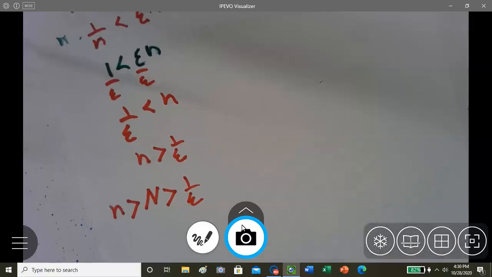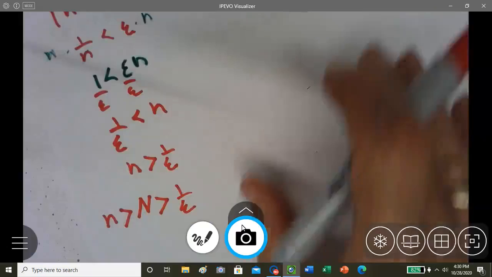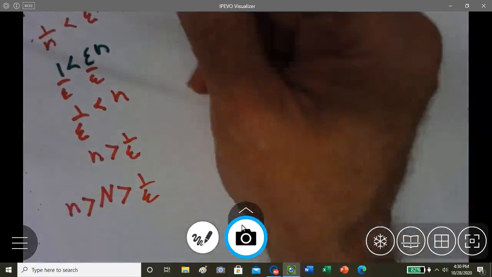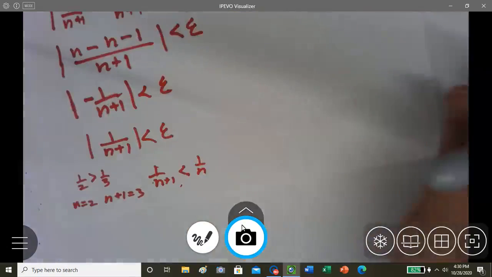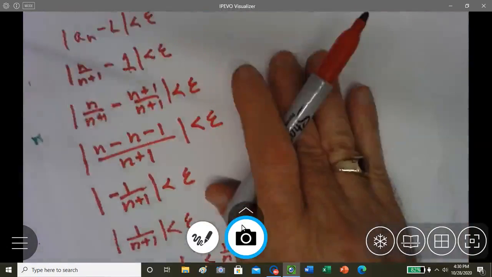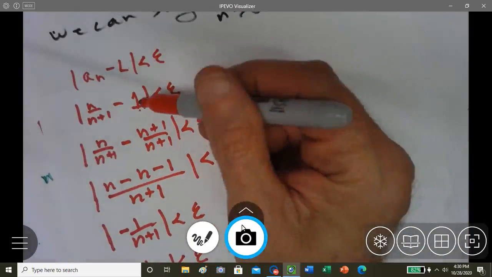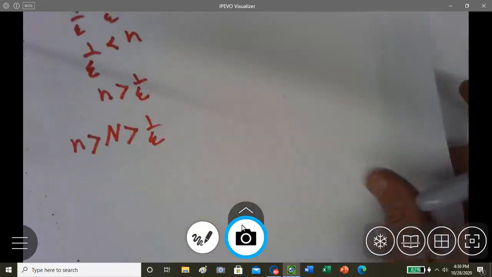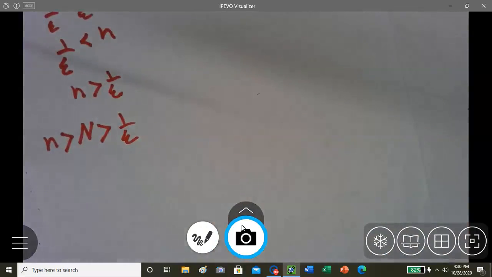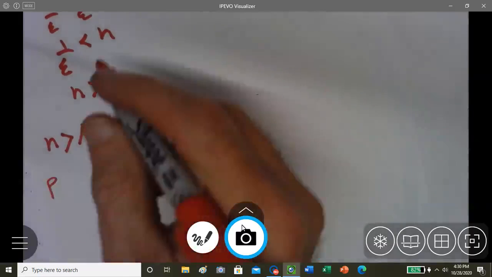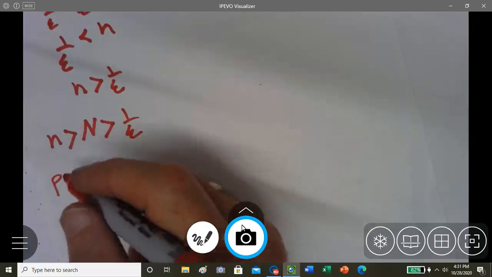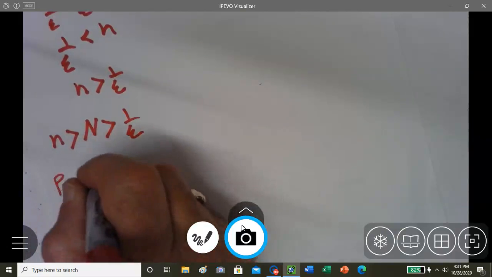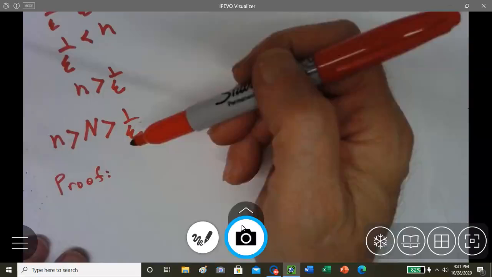Okay, so now we're ready to write our proof. And so with our proof, we're going to be working backwards. We're going to work backwards, and once we get to this point here, then we've proven it. So far, this is just scratch work. We haven't gotten to the proof yet. But the proof is easy because the legwork is all in the scratch work. Proof.